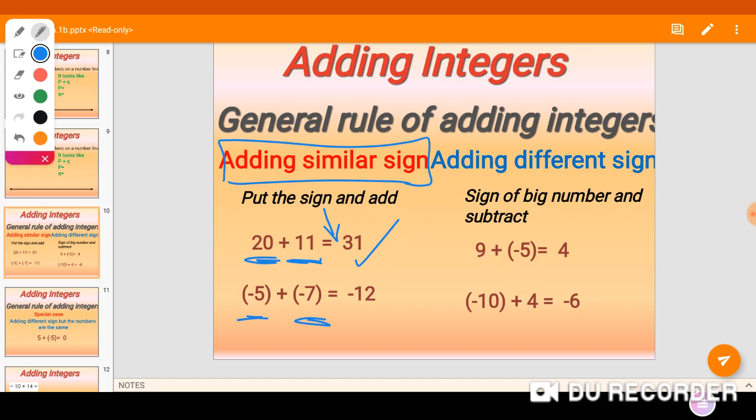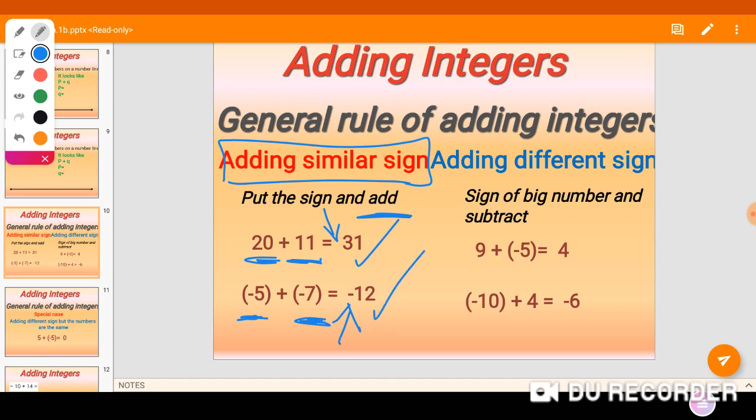What about negative plus negative? The same sign. The sign of b is negative, the sign of q is negative, so we put the negative sign. Then add. Put the sign and add. That is what I should do with similar signs. So add 5 plus 7 equals 12, so it will be negative 12.